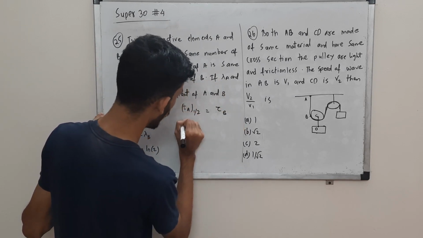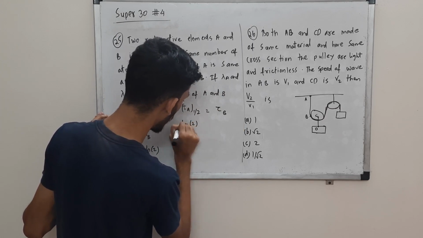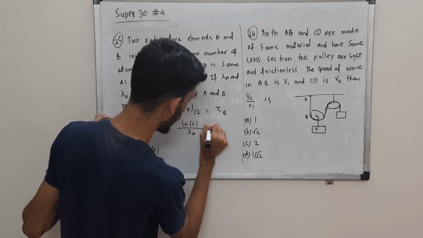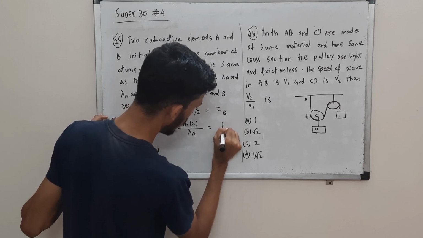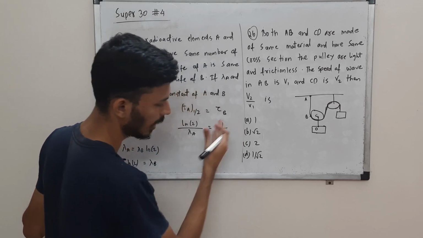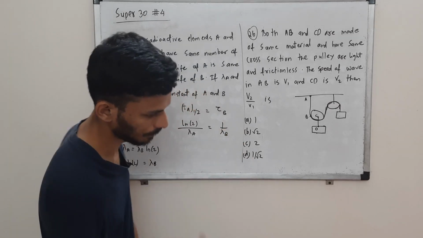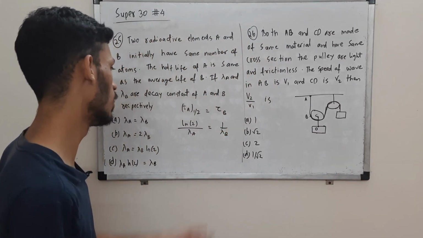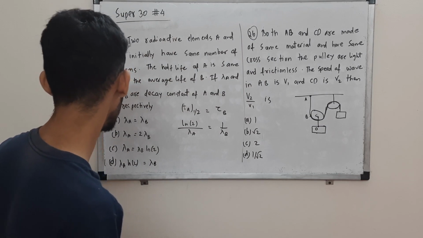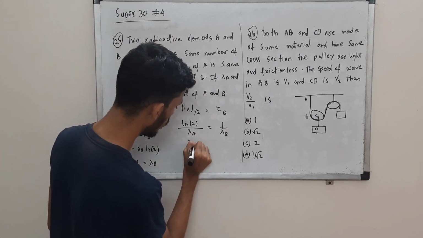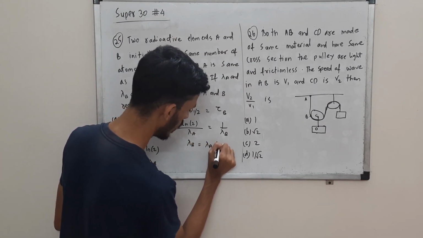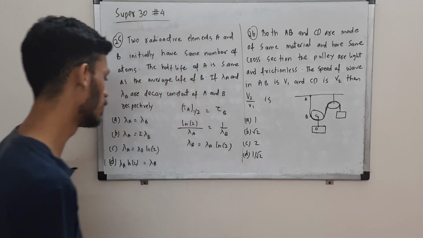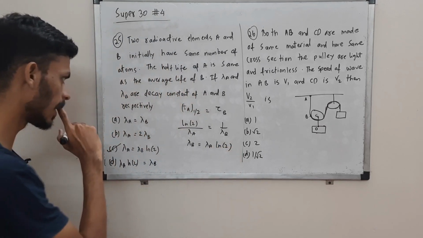What is the formula for half-life? Log of 2 divided by lambda A, right? And what is the formula for mean life? It is 1 by lambda B, right? It's just the reciprocal of your decay constant. So you can see from here that lambda B will be lambda A times ln of 2. Yeah, it was that straightforward. So option C is the correct choice over here.